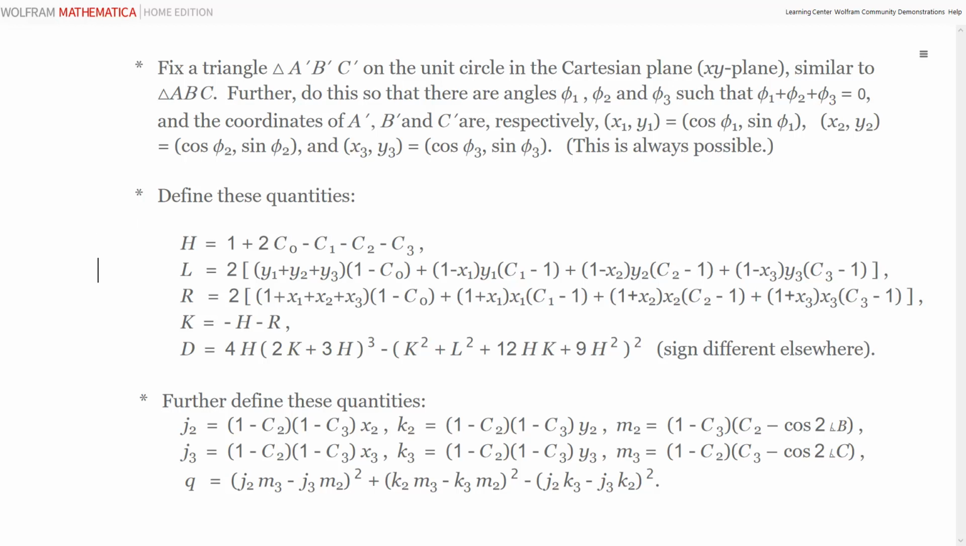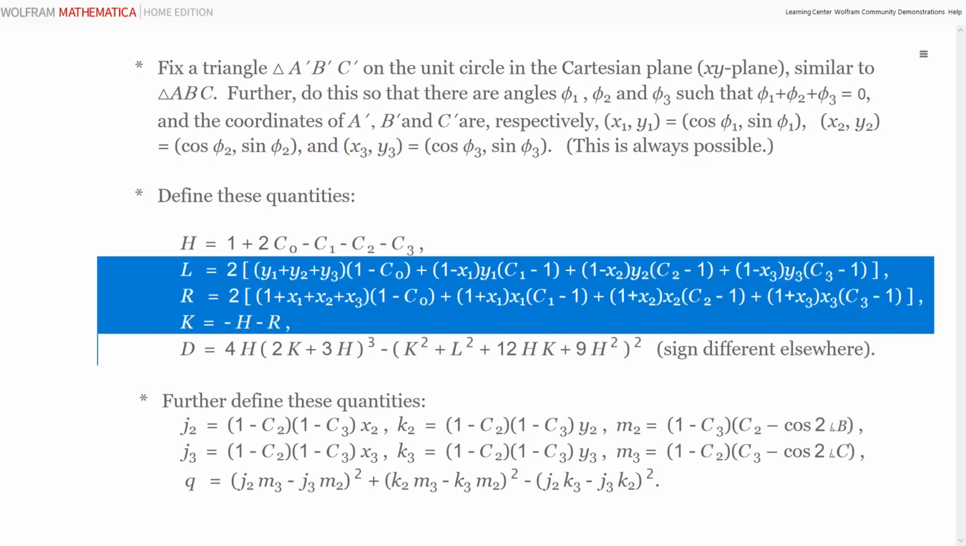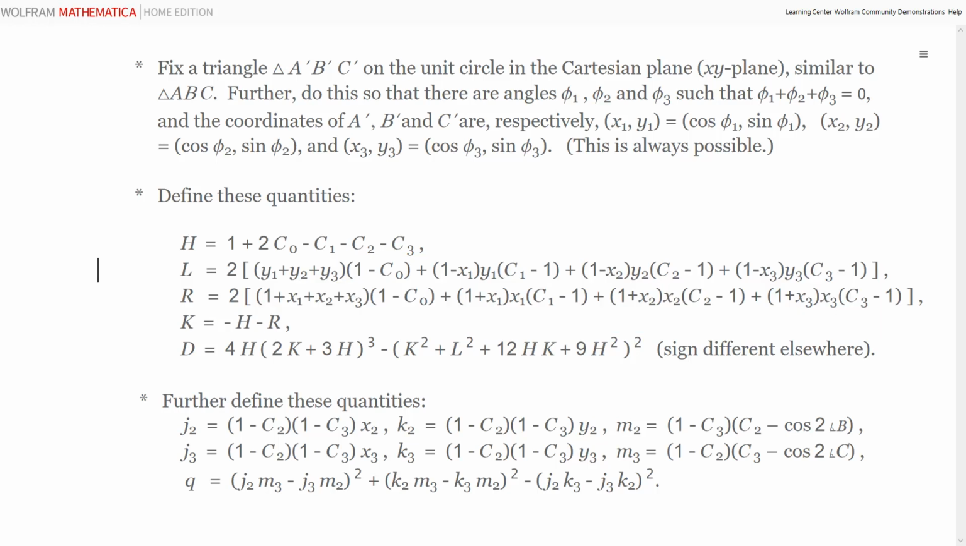Now some good news is we're going to skip the definition of those three guys, L, R, and K. I don't really need K.